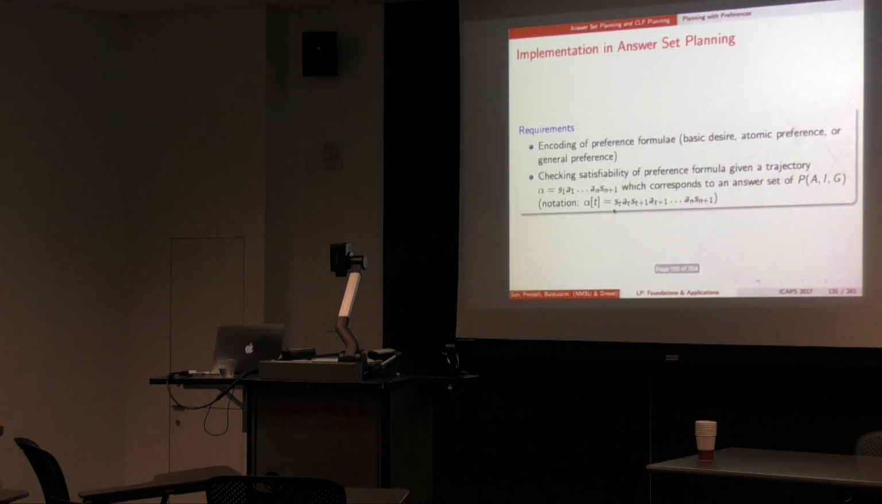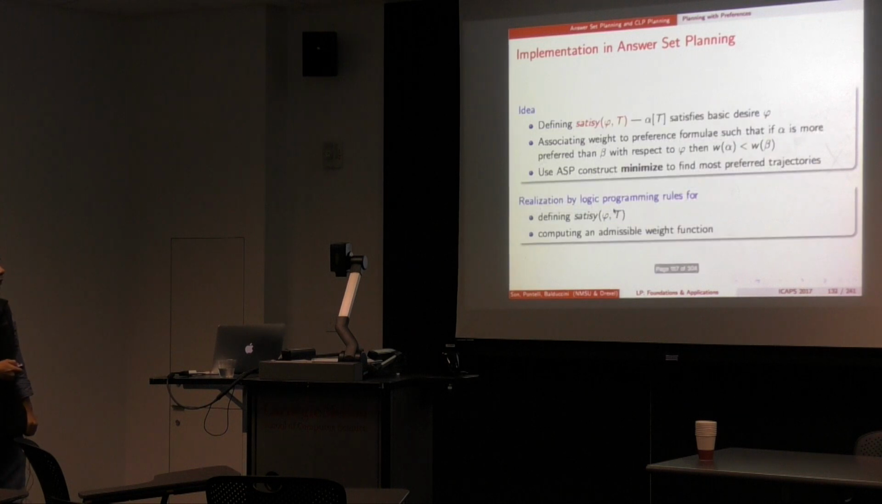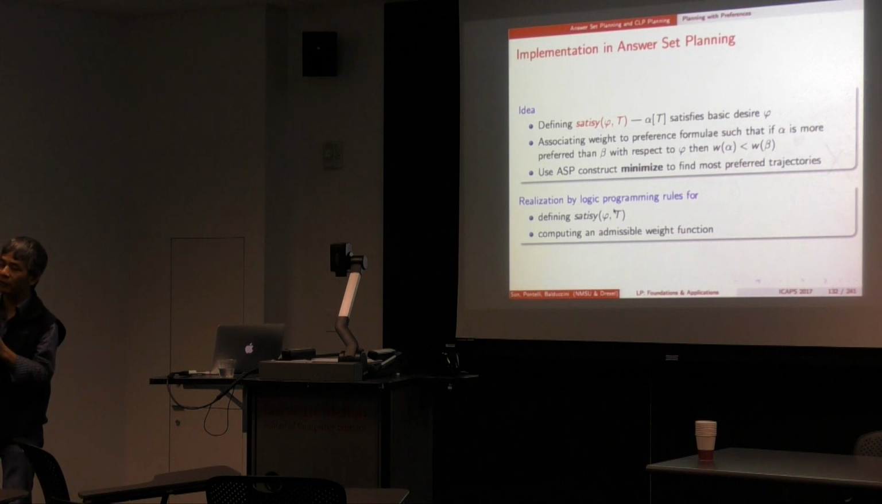Then how do we implement it in answer set planning? We do exactly the same. We can just define the notion of what it means for a formula to be satisfied by a trajectory. We can check that satisfaction, which defines satisfied phi t, to say that the current trajectory satisfies this design. You remember that when we generate the plan, we generate the action occurrences. So that basically gives us the trajectory.